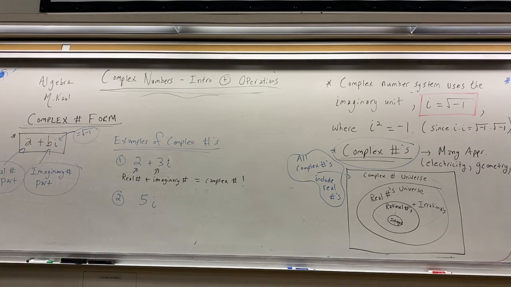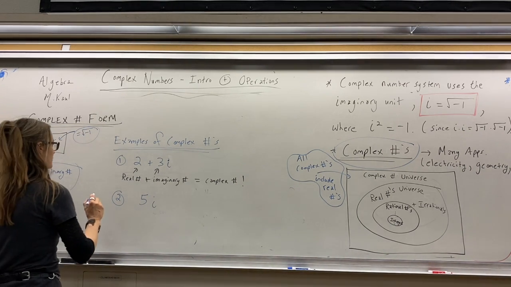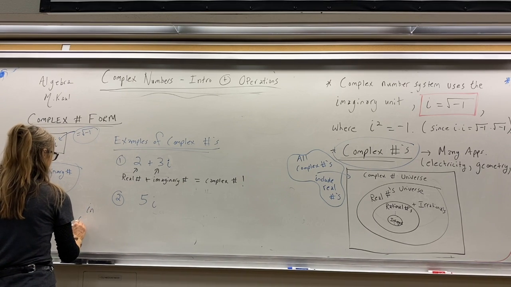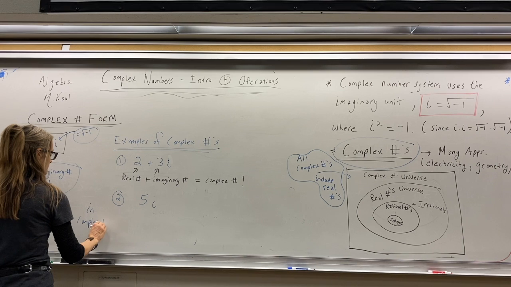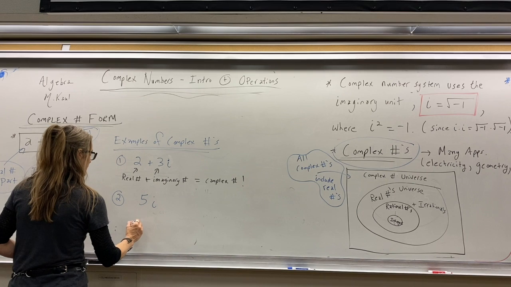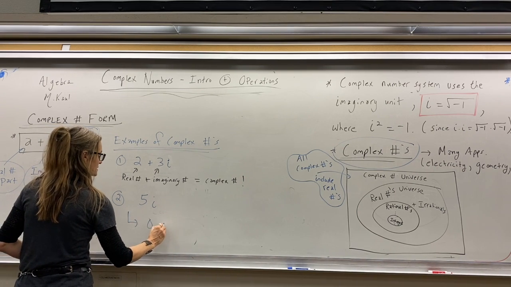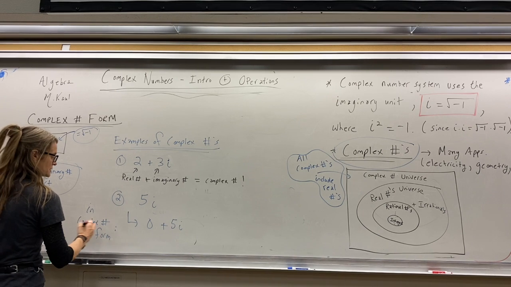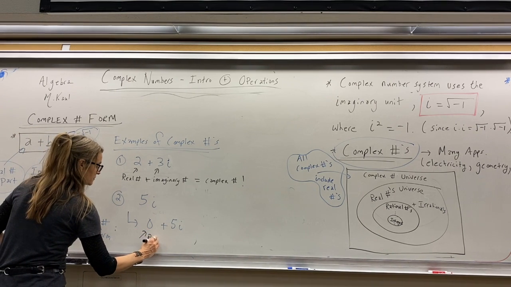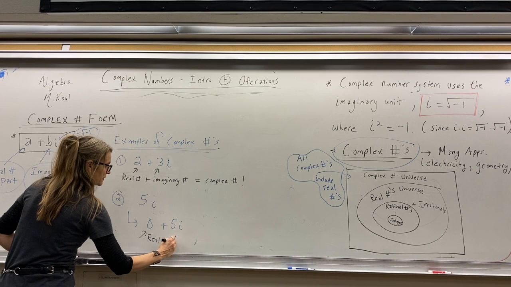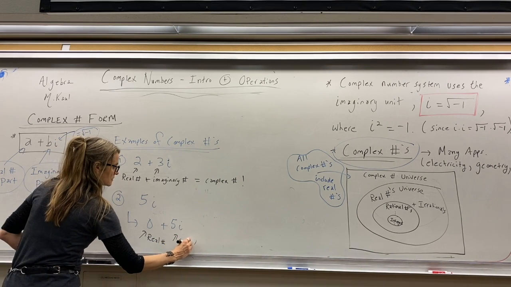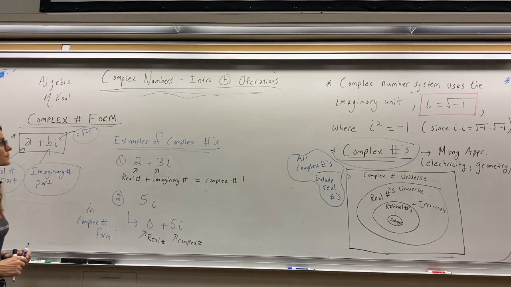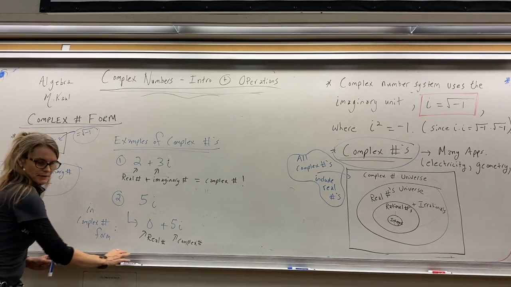Okay, what if you have just an example like 5i? What happens here? Well, that also is a complex number. If we write it in complex number form, what we have is 0 plus 5i. Okay. What we recognize is that the real number part is 0. So here we have our real number, and there's our complex number.